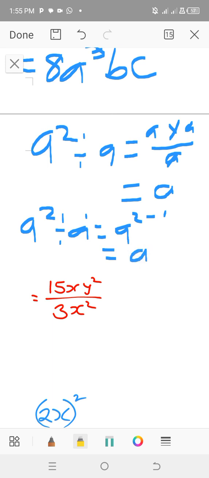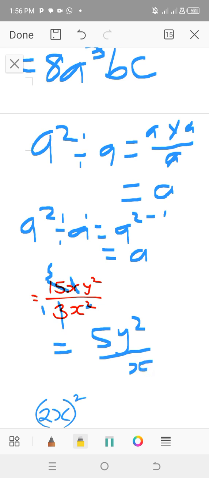So here 15xy squared divided by 3x squared. So say 3 here is 1, 3 here is 5. And you have x here, we cancel one of the x here. So you are left with 5 at the numerator. At the top you have 5y squared, then at the denominator we have only 1x left all over x, and that is the final answer.